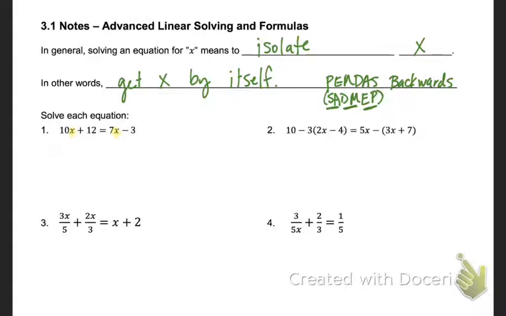So I could do 2 steps in one. I could subtract 7x, and then I could subtract 12 on the left side. So when I do that, 10 minus 7 is 3x. If I subtract 12 from the negative 3, I have negative 15. So notice how I've added and subtracted first. The second step now in SAD-MEP would be to multiply and divide. So if I'm trying to get the x by itself, I'm going to divide both sides by 3. X equals negative 5.